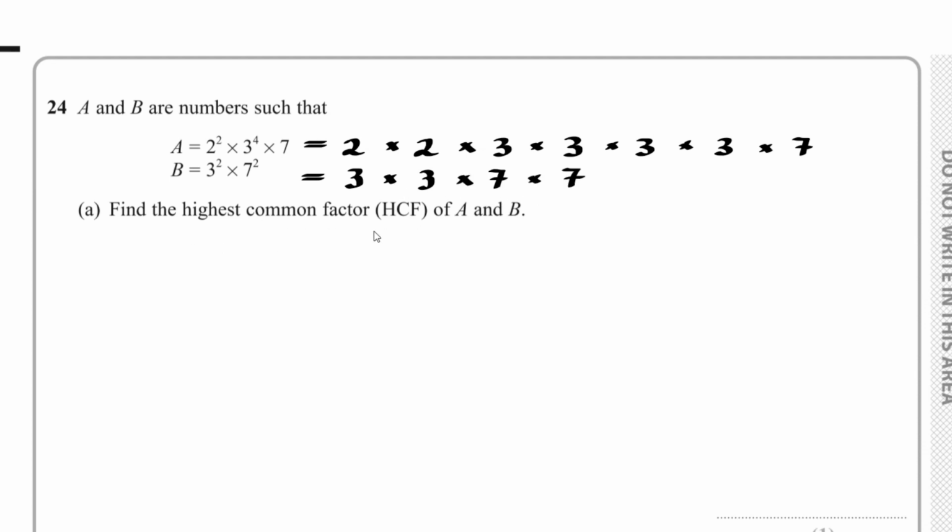So when we find the highest common factor, let's see what's common to both. Well, I've got the 3 which is common to both, this other 3 which is common to both, and the 7 which is common to both, which means for the highest common factor I've got 3 times 7, which is 63.